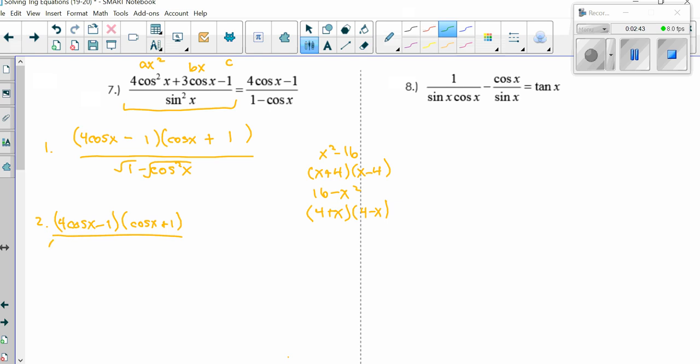But the denominator is going to become a sum and difference. So the square root of 1 is 1, so that's in the front. And then 1's plus, 1's minus. And the square root of cosine squared is cosine. So this is going to be cosine x, cosine x. Okay, and then by doing that, I can see that these two match. Different order, but with addition, the order doesn't matter. So that means my third step is to say 4 cosine x minus 1 over 1 minus cosine x, and that's what I was trying to verify.